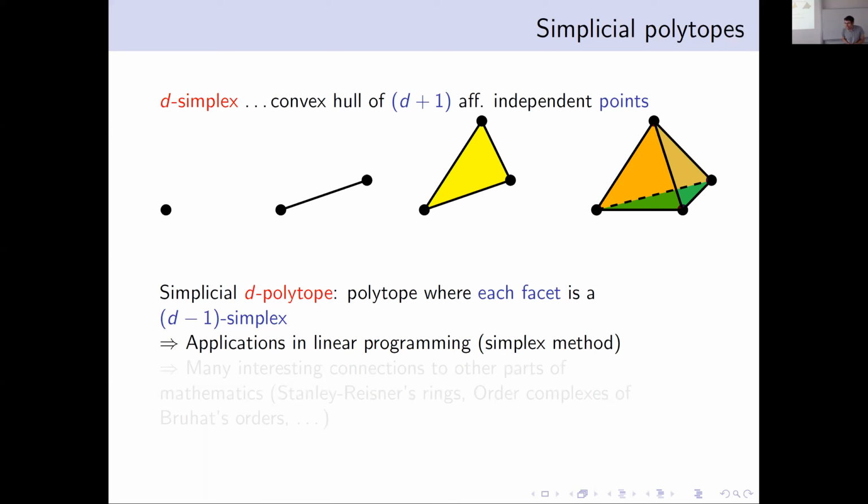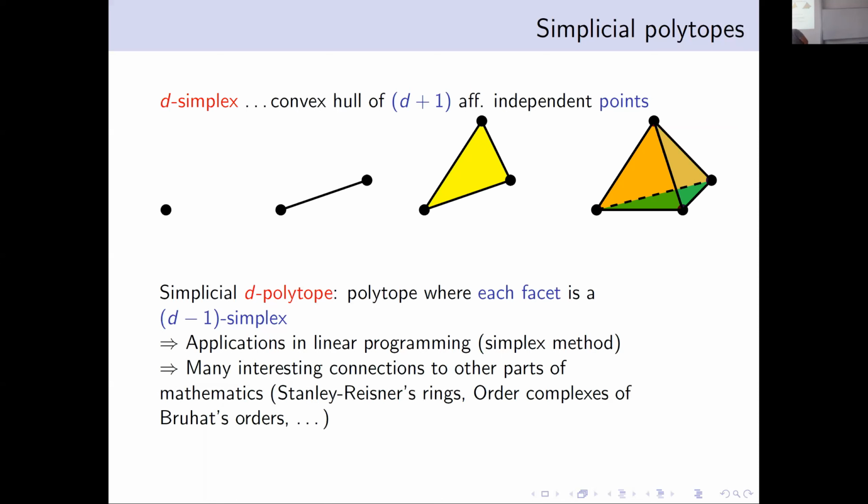And simplicial polytopes, in some sense, are the most complicated among the polytopes. They have the maximum number of faces and stuff like that. So, understanding simplicial polytopes is really interesting and has applications in linear programming and in convex optimization, because you usually get some nice polytopes, and among the polytopes, the simplest ones are sometimes the hardest to crack. And this doesn't only concern the simplex method, but also other ways to attack these problems. But this understanding of polytopes has even many interesting connections to other parts of mathematics.